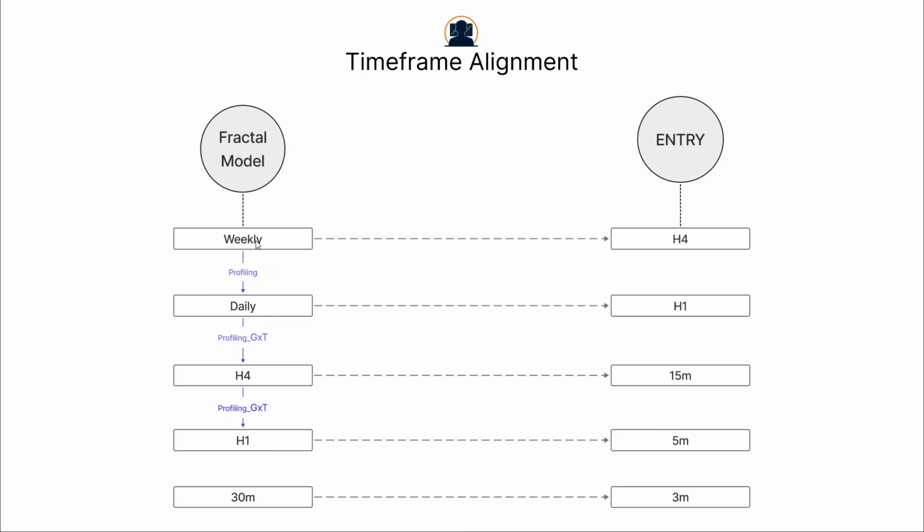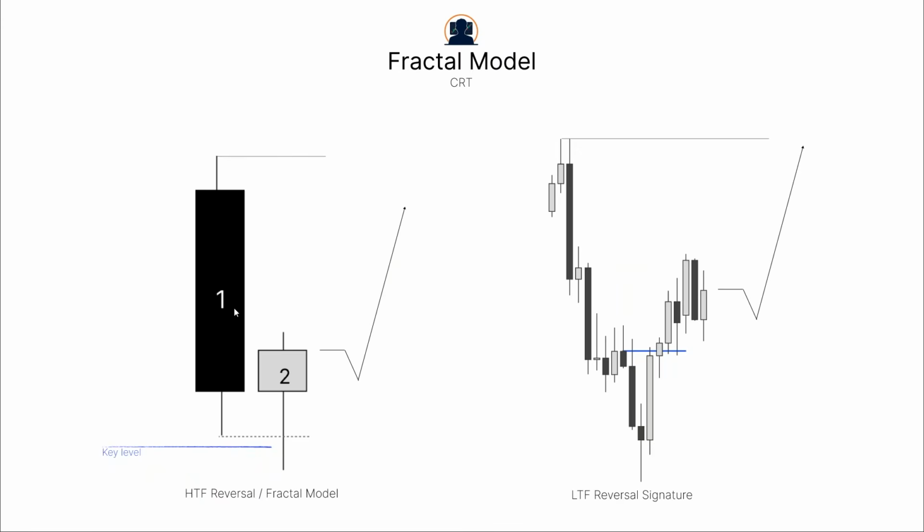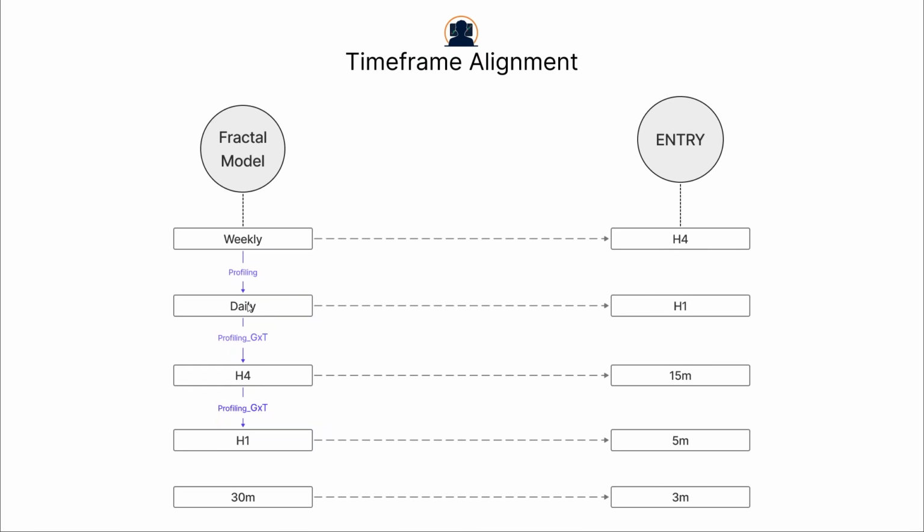If you identify the fractal model on the weekly time frame, like, let's take for example, this right here is a weekly time frame, and you are anticipating candle 3 to trade in the opposite direction. You can profile that on the daily time frame, right? You can profile that weekly fractal model on the daily time frame. And if you identify a daily fractal model, you can profile that daily fractal model on the 4-hour time frame.